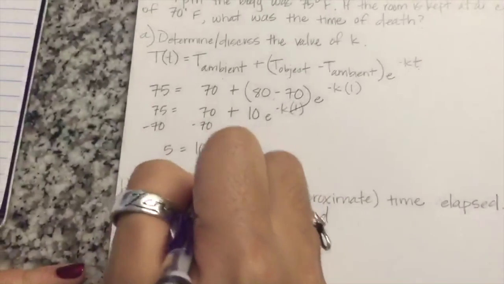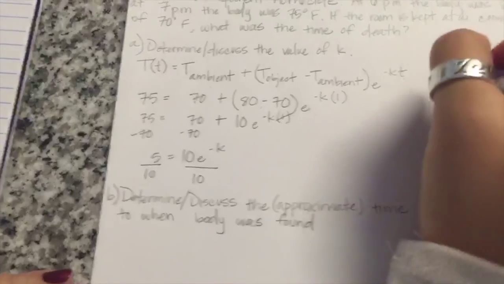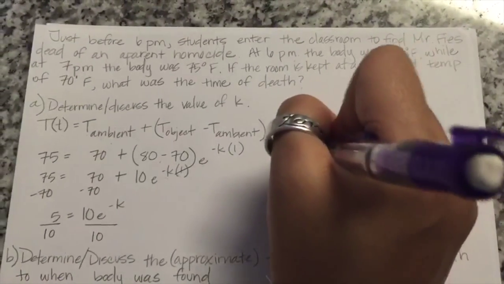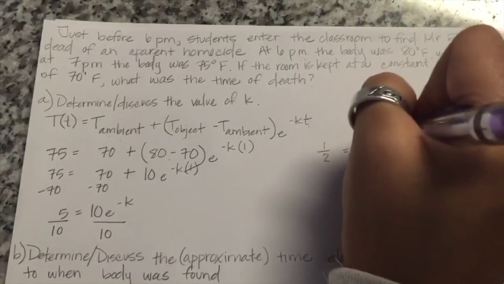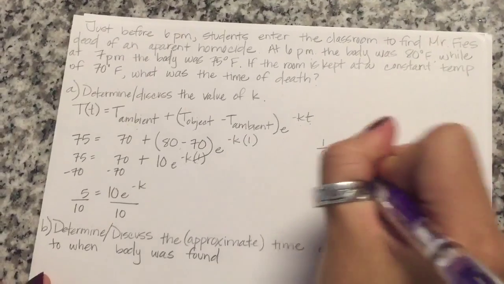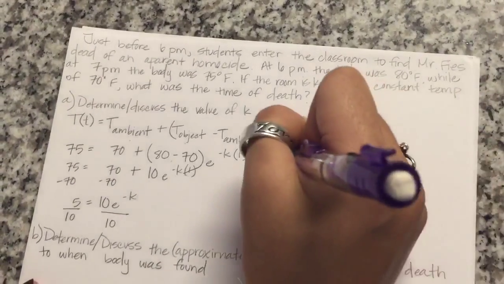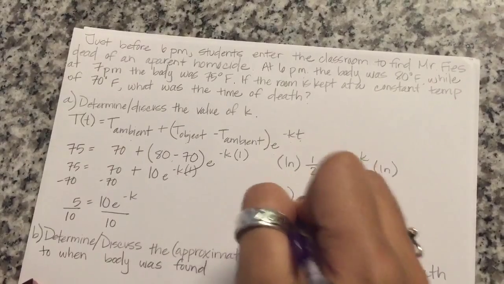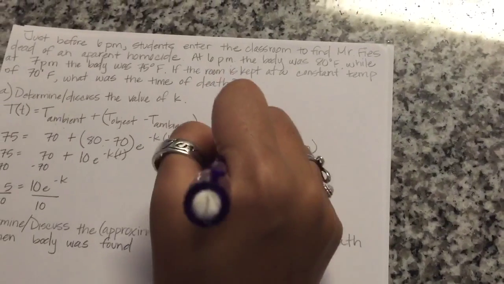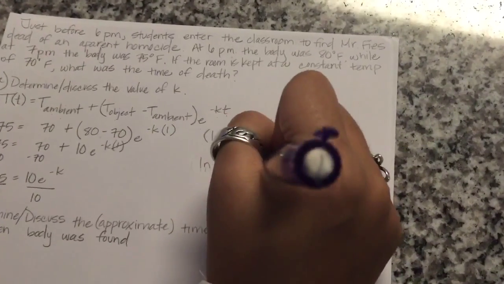We're gonna divide by 10, and that's gonna leave us with half. Half equals E negative K. In order to isolate E by itself, we'll take the log of both sides in order to eliminate E. So basically we're multiplying by the natural log. So that's gonna give us the ln of 1/2, and that's gonna equal negative K.